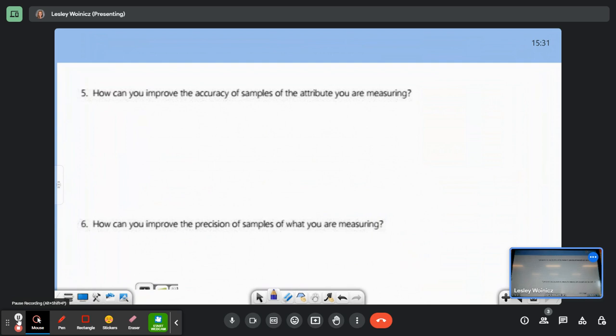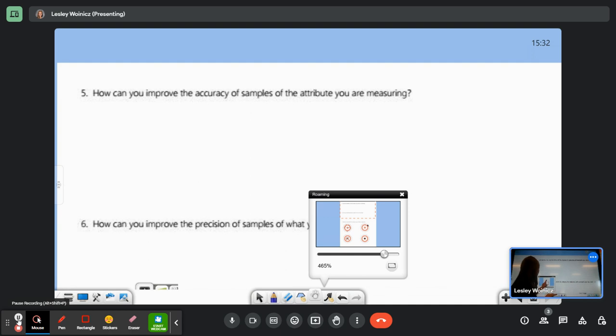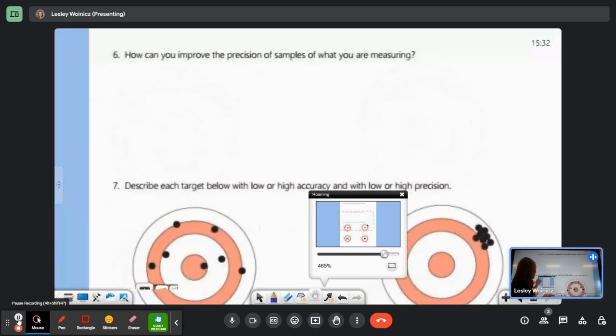Okay. How could you improve the precision of the samples for what you are measuring? Have a different experiment? What do you mean? Okay, we're gonna come back to that.